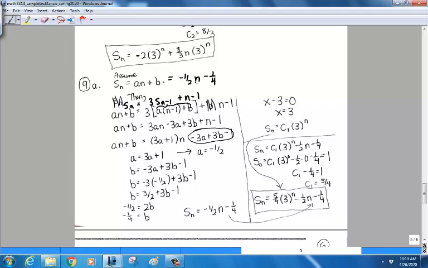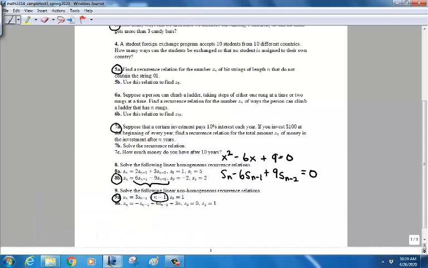Now, go back to the recurrence relation, as I mentioned, right, and take out the non-homogeneous terms and solve the homogeneous version of the recurrence relation. So I'm going to scratch out the n minus 1 and just look at S sub n equals 3 times S sub n minus 1.